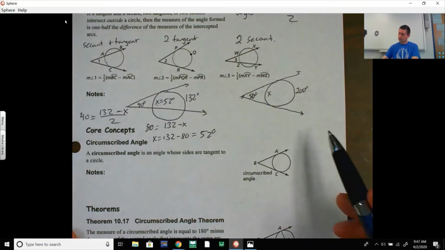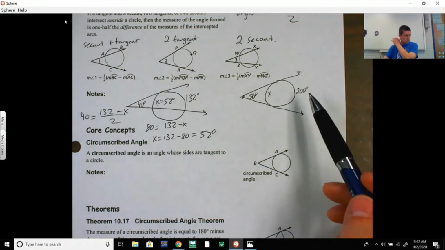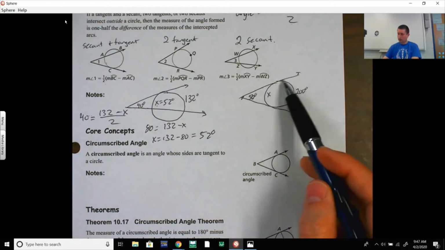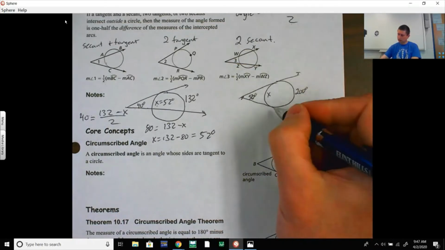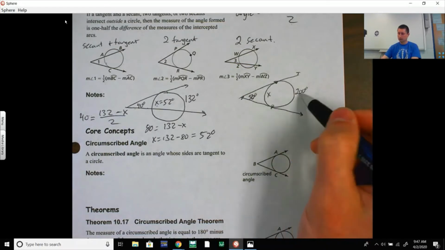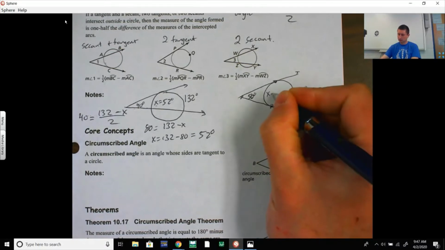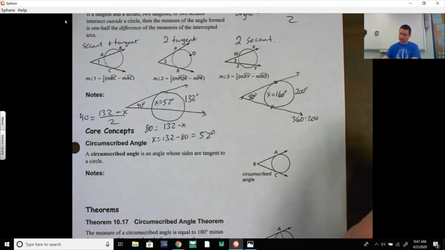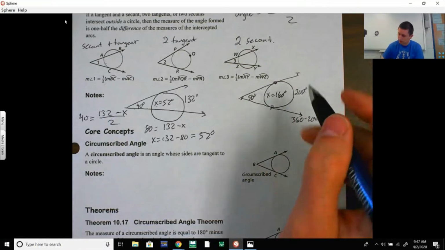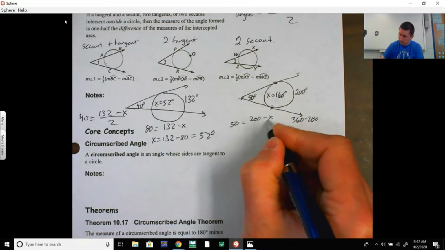Likewise here, this is 200. I made this a little bit different. But remember, if you have 2 tangents, the easiest way to do this one is know that a circle has to have 360 degrees. So if this is 200, x has to be 360 minus 200. So that'd be 160. Maybe not the way they exactly want you to do it, but that's the easiest way to do it. You could say 50 equals 200 minus x divided by 2.